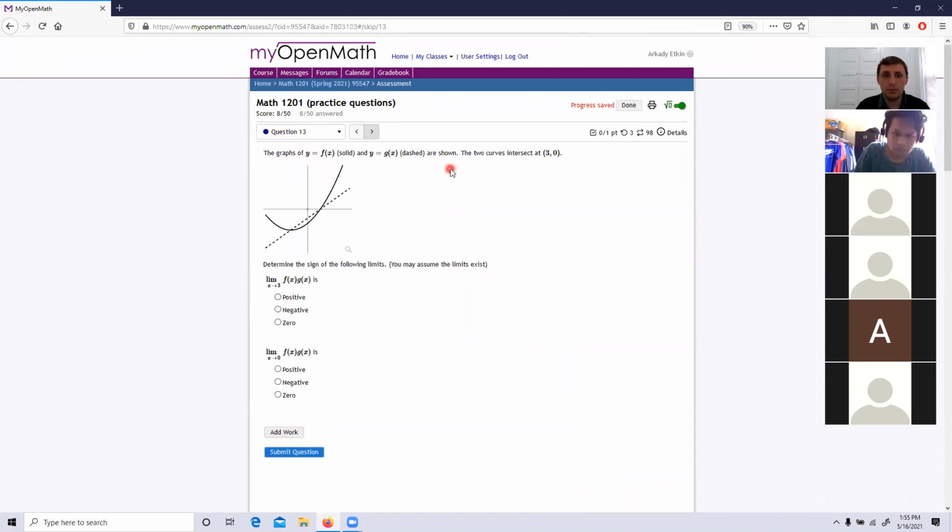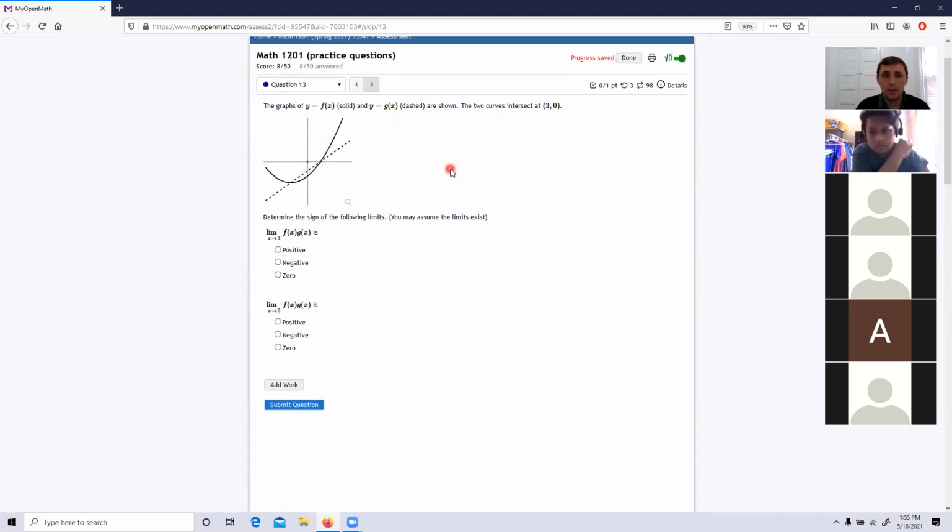Here is your next one, okay? Two curves intersect at 3, 0. You see the graph y equals f of x solid and y equals g of x dashed are shown. So this is 3, 0 here. Determine the sign of the following limits. The sign of f of x times g of x as x goes to 3: is it going to be positive, negative, 0, the sign of the limit? The product f times g would be what?